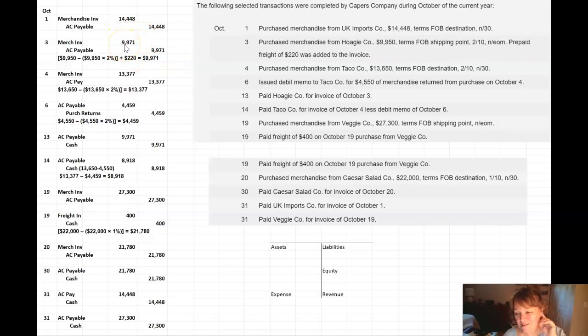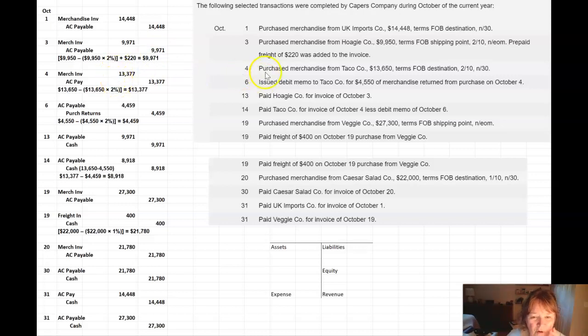So then if you miss a discount, that's the kind of information you get, which is really a better way to do it. So we've got our $99.50 purchase price, minus the discount amount, which is $99.50 times 2%, plus the $220 in freight. So the amount is $99.71. Increase the inventory, increase accounts payable. I'm going to just keep going. If you've got questions, please don't hesitate to ask.